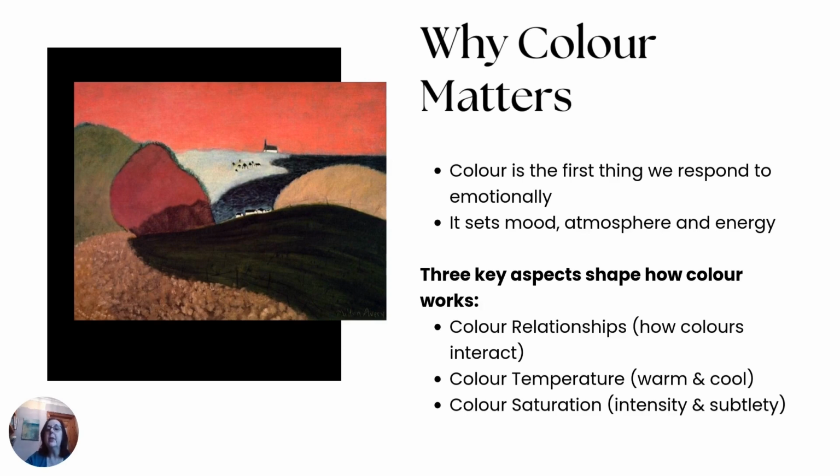It's often the first thing we respond to emotionally, even before recognising shapes or composition. In realism, colour is tied to how things look in nature. Trees are green, the sky is blue. But in abstract landscapes, colour doesn't have to be literal. It's about mood, atmosphere, and energy. A deep, brooding blue can evoke mystery or calm, while fiery oranges and reds might create movement and intensity.